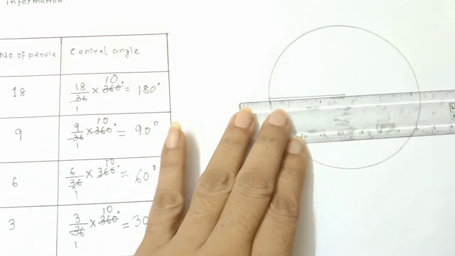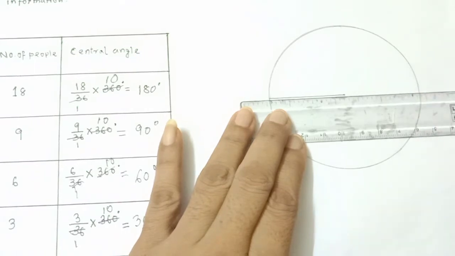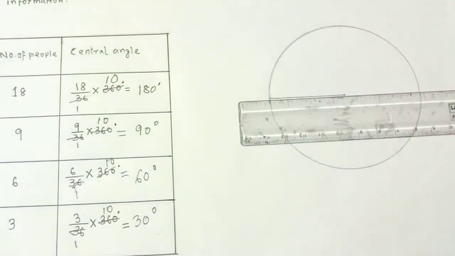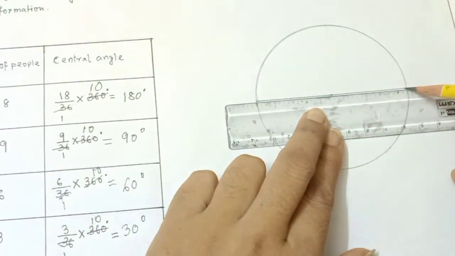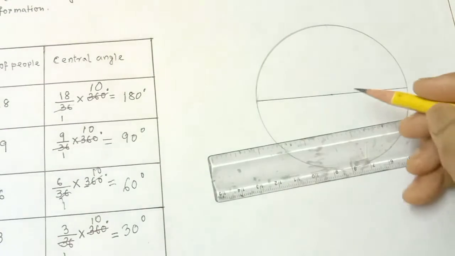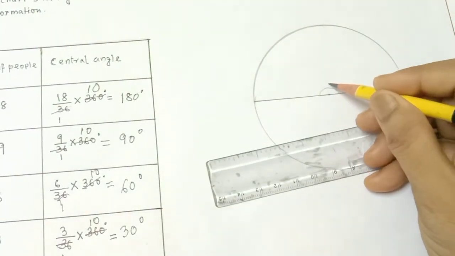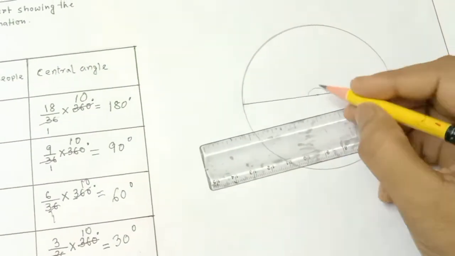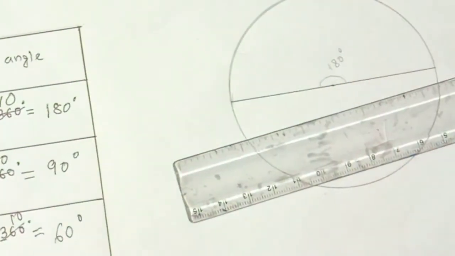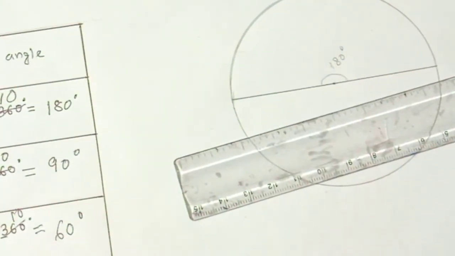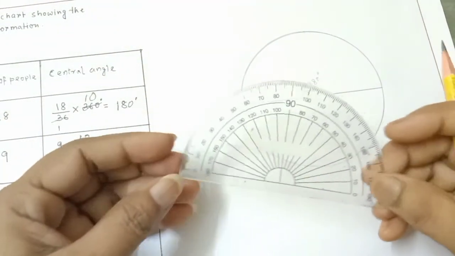So 180 degrees means if you draw a diameter, then you will get this, as the angle for the blue color is 180 degrees. So draw the diameter of the circle, because it is a straight line. So we can draw 180 degrees for blue color here. The central angle is 180 degrees. Now next is 90 degrees. Use a protractor. You know how to use a protractor.